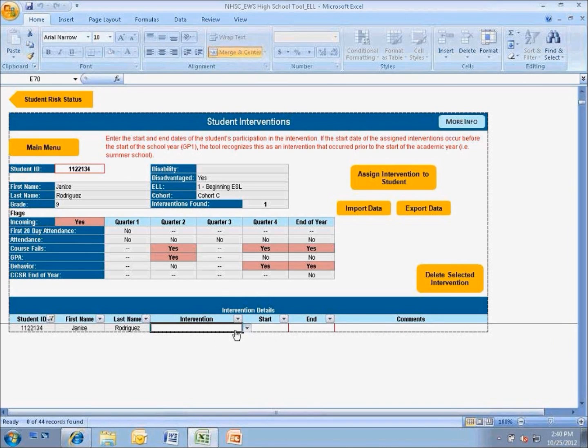So what you would want to do as soon as you had this discussion with her teachers is assign her to an intervention that supports her area of weakness. So perhaps you assigned her to academic tutoring starting in the beginning of the second quarter around December. And in the comments you might write math tutoring recommended, or something like that.